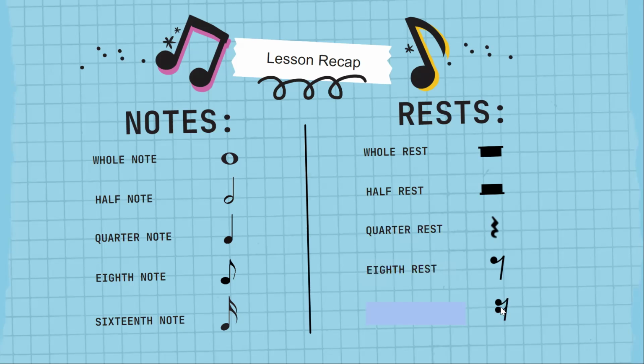And the next one has two. This is a 16th rest. That means for 1/16 of the measure, there is a rest. And now maybe you can see the pattern on each side. They correspond. We have whole note, whole rest, half note, half rest, quarter note, quarter rest, eighth note, eighth rest, 16th note, 16th rest. So maybe this was a review for you.